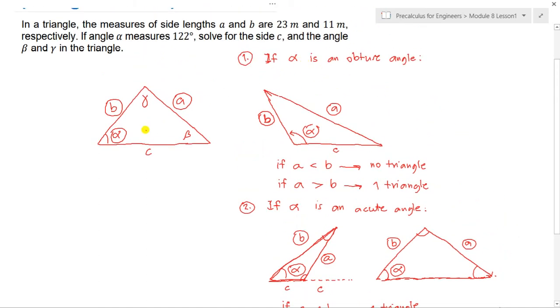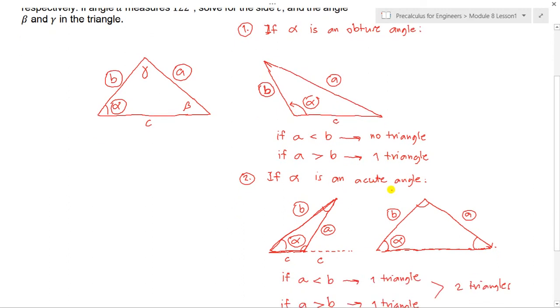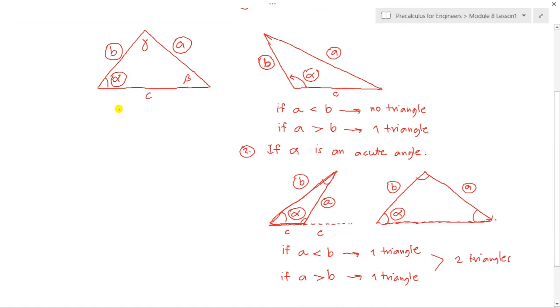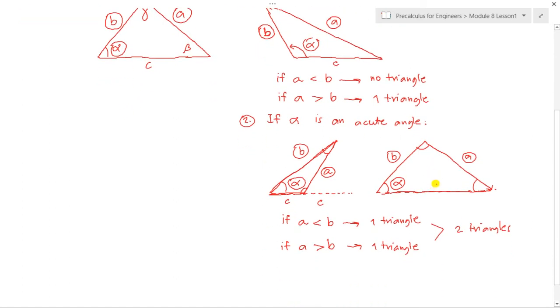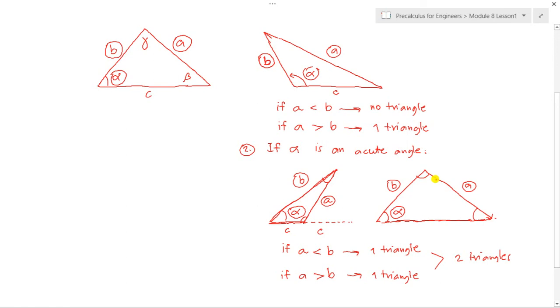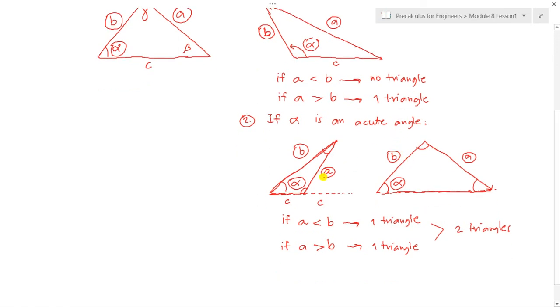If an angle alpha is an obtuse angle, if A is less than B, no triangle can be generated. However, if A is greater than B, a triangle can be generated. For the second condition, if angle alpha is an acute angle, then two possible triangles can be generated. If A is greater than B, or less than B, a triangle can still be generated. Okay?